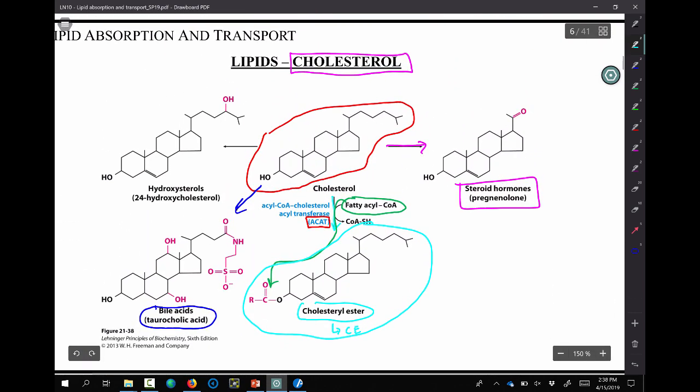Questions on this? I didn't mention this, but this would be our third class of lipids. Okay. And those are the three types of lipids that we'll be thinking about primarily in this class. Triacylglycerides, phospholipids, and then finally cholesterol. Okay. No questions?